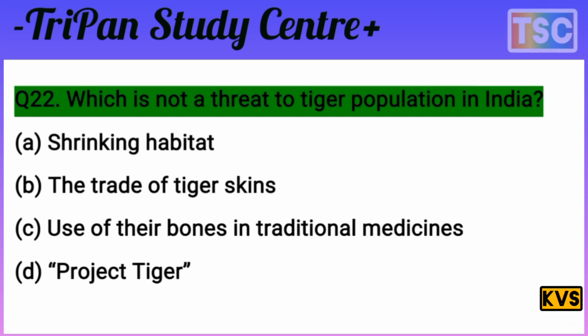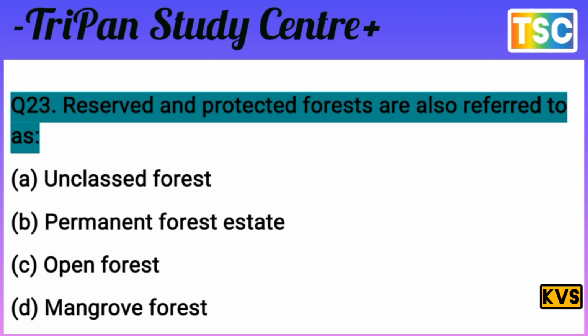Let's see the next question. The next question has arrived on your screen. Reserve and protected forests are also referred to as: A, unclassed forest. B, permanent forest estate. C, open forest. D, mangrove forest. One of these four options is correct. First of all, test your knowledge. I give you a few seconds. You must have thought of your answer.